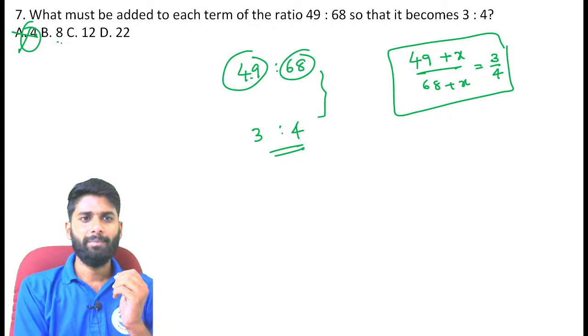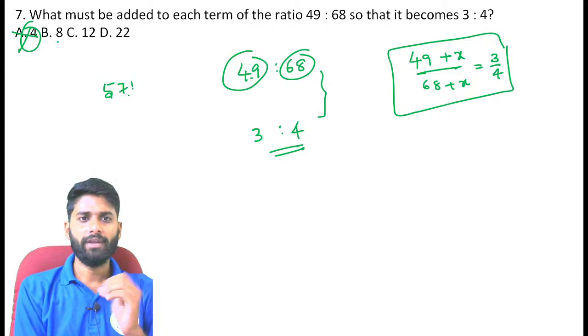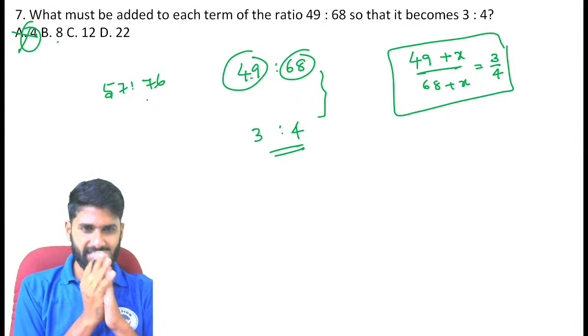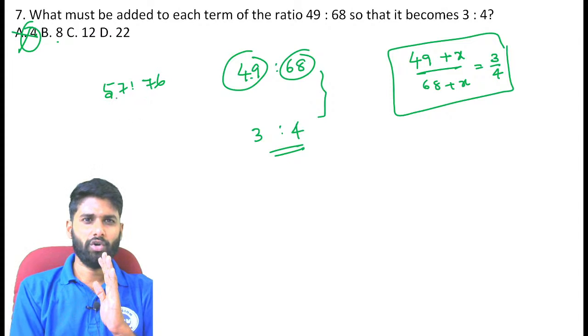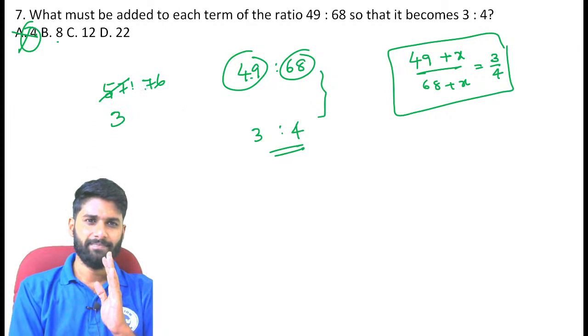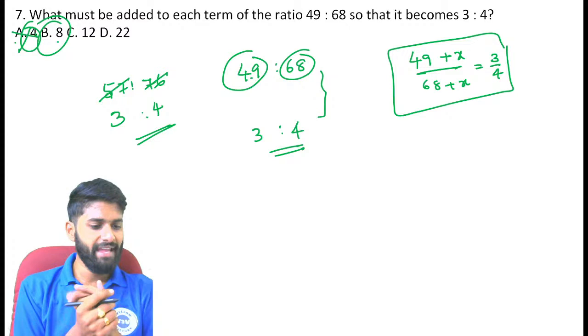So 49 plus 8 is equal to 57. Now again, 68 plus 8 is equal to 76. Just cancel the terms. So 19 ones are 19, 19 threes are 57, 19 fours are 76. So the ratio becomes exactly 3 is to 4, which means the number we are adding is exactly equal to 8.